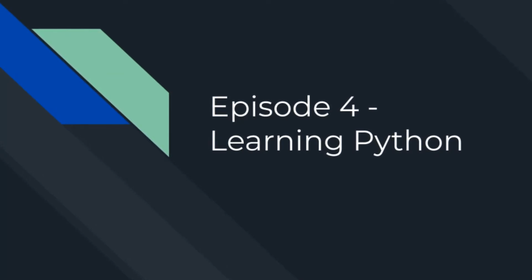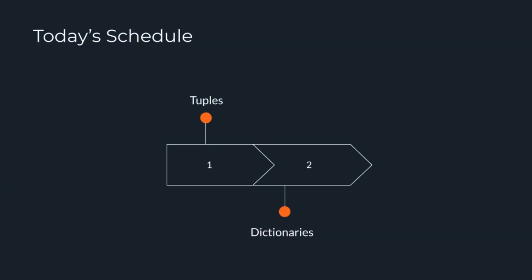Today we will go on to episode 4 of the Learning Python series. In this episode, we will first learn about tuples, which are very similar to lists. And then we will learn all about dictionaries and what we can do using dictionaries. Let's get started.